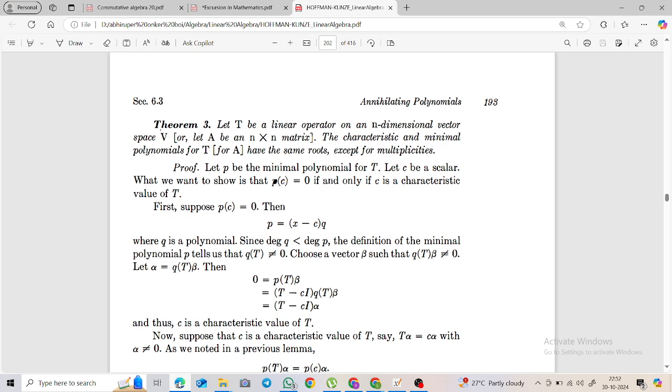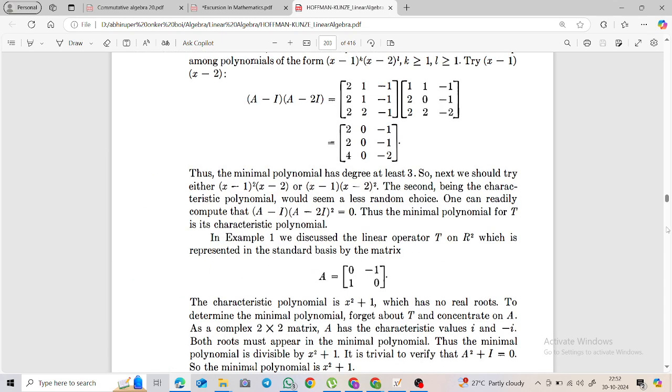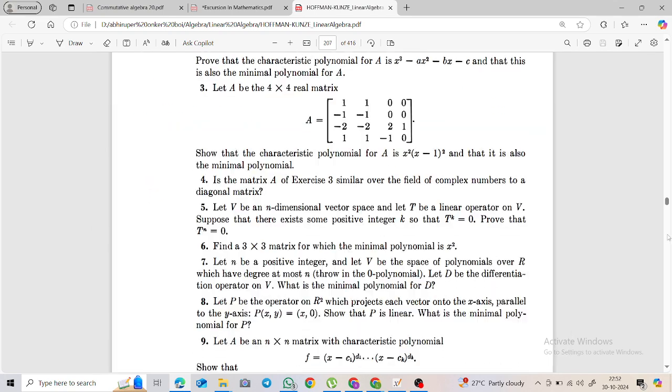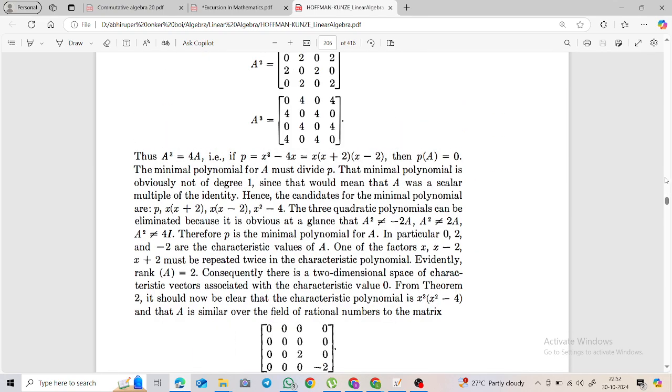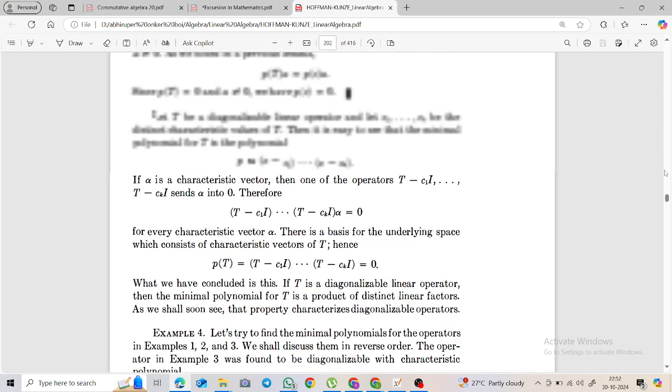We were doing this chapter, annihilating polynomials. So I think there were 2 theorems left which I requested you to go through. So let's see the statements of those theorems.